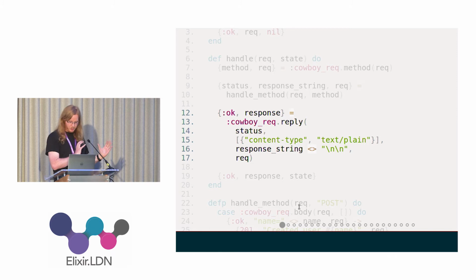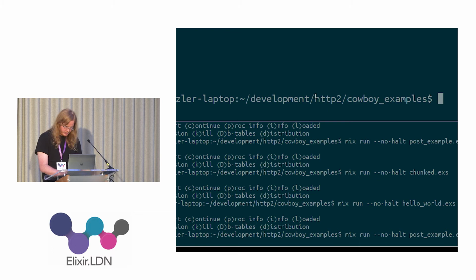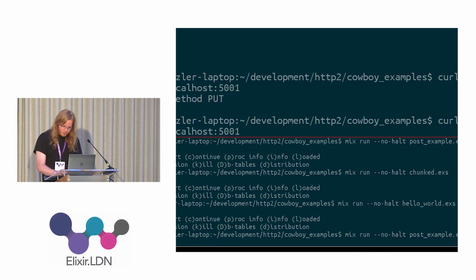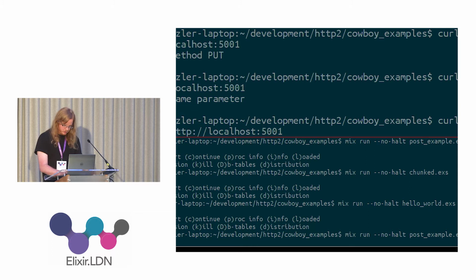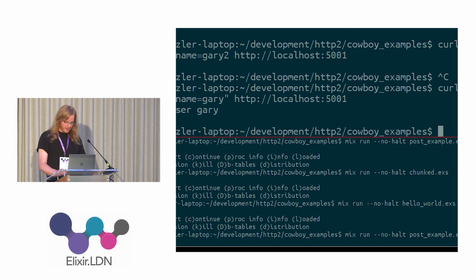That's a good idea. So if I run the post example, then I curl it with a put request say, then I get invalid method put because that's what we'd expect. And there's my two new lines, see. And then if I do a post request, it'll say missing name parameter, and then I can say name equals Gary. Gary 2. And then it says created user Gary. So again, a slightly more complicated example, but nothing too advanced there.